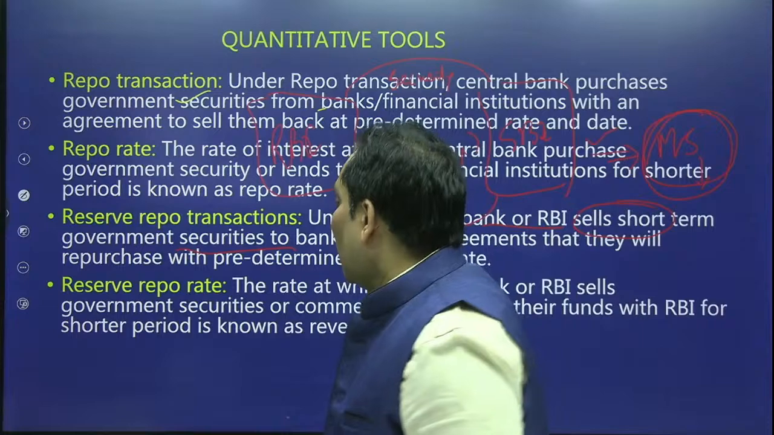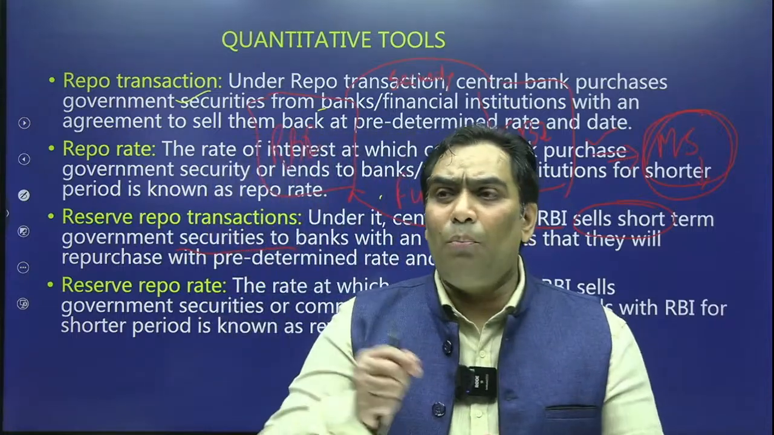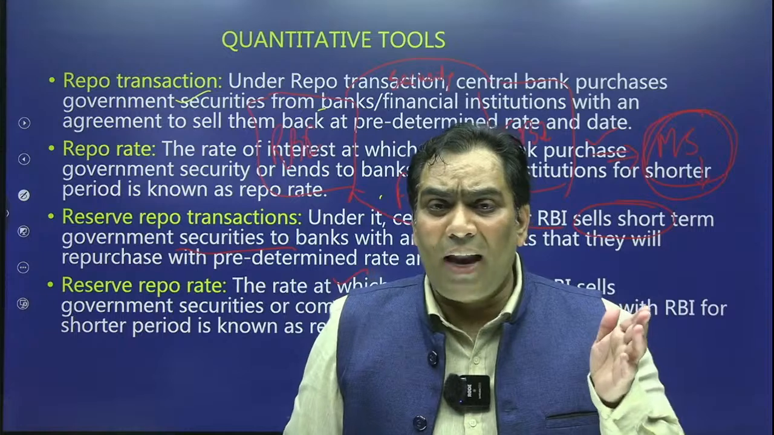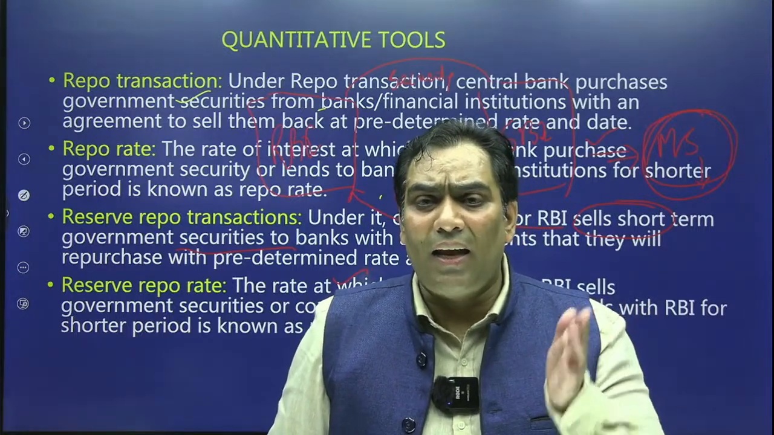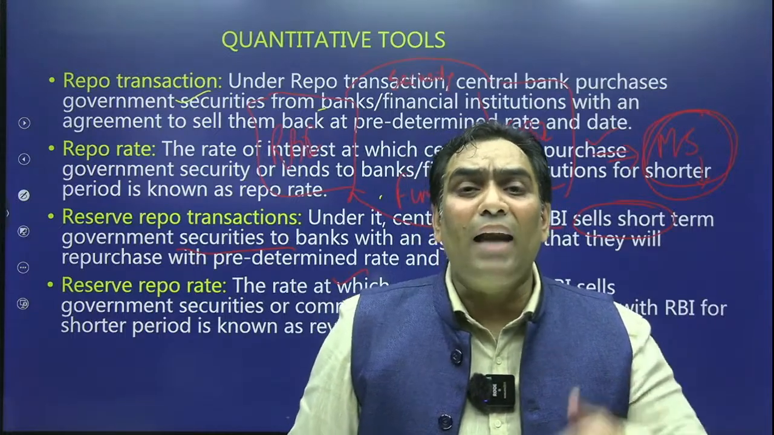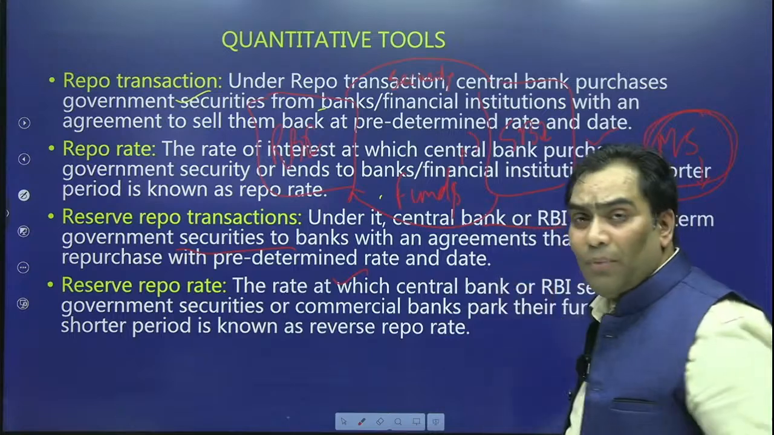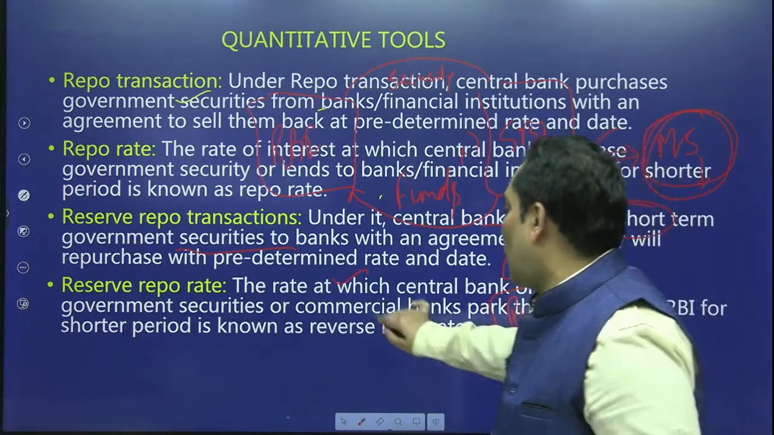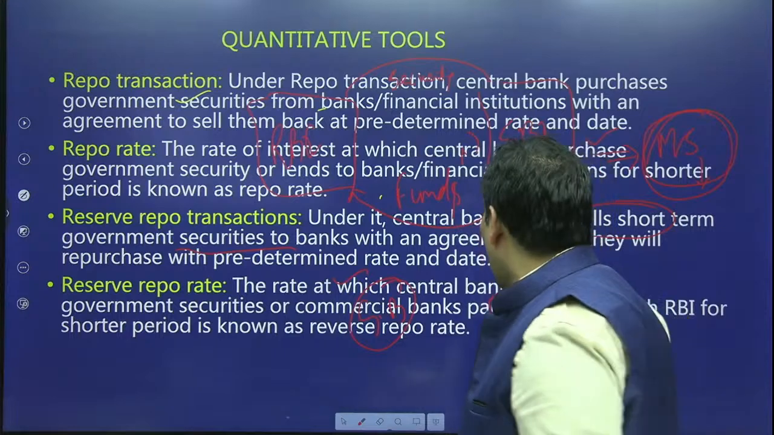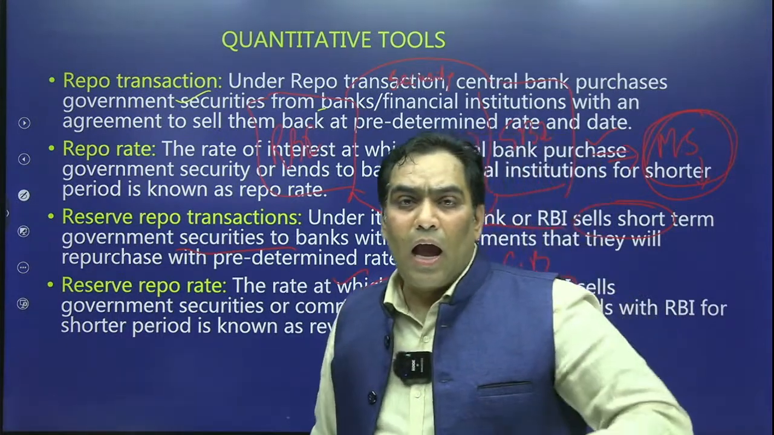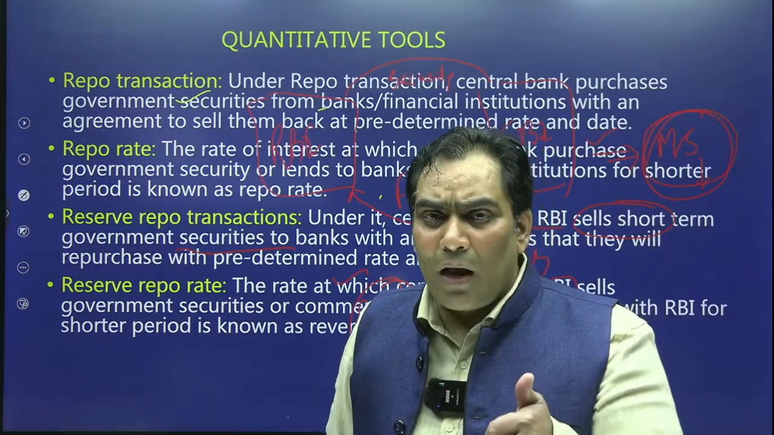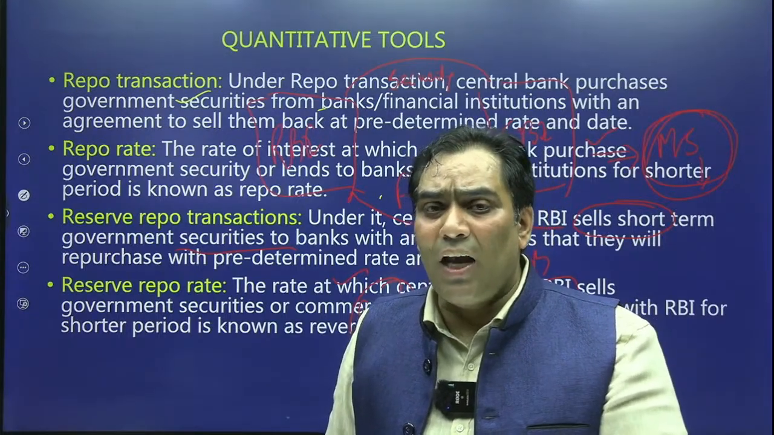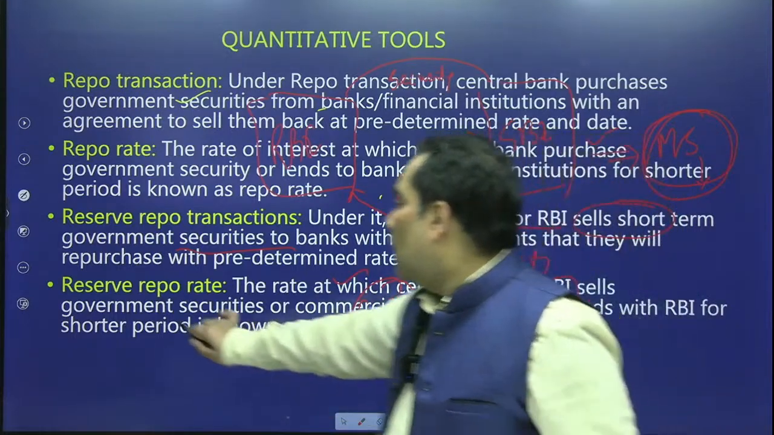Now we have to understand the reverse repo rate. What is the reverse repo rate? Reverse repo rate is the rate at which a reverse repo transaction takes place, or the rate at which commercial banks park their money with RBI. Never say that RBI borrows from commercial banks. They never take loans from commercial banks. Rather, commercial banks park their extra liquidity with RBI. The rate at which they park their extra liquidity with RBI is known as the reverse repo rate.